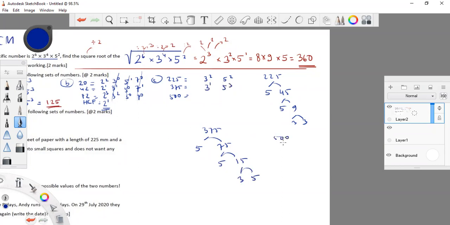500. 5 and 100. 10 and 10. 2, 5. 2, 5, right? So we have 3 5s. And then 2 power 2, 2 square. And then 3 power 0. This is 0 again, right? So the HCF will be the lowest power. 5 power 2, 25.